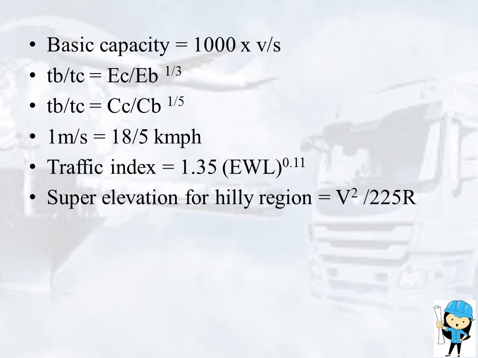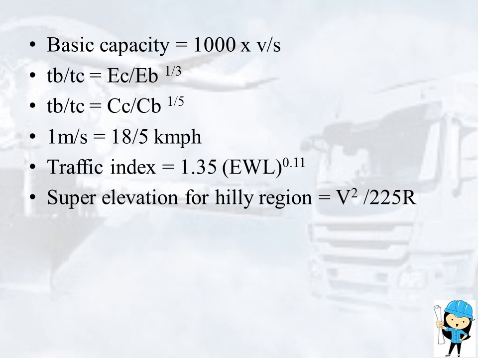Then this is the most basic unit conversion. 1 meter per second is equal to 18 divided by 5 kilometer per hour. Next is the formula for calculating traffic index, which is equal to 1.35 into EWL power 0.11. Next is super elevation for hilly region.